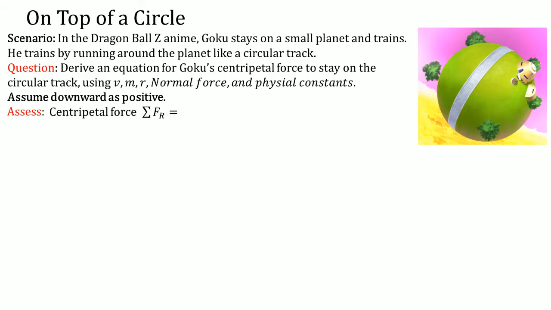The assess part, we are looking for centripetal force, so summation of Fr is equal to our question mark. This direction is on a circular path, and we notice that the summation of Fr has to be equal to mass times centripetal acceleration because this object is not in equilibrium.